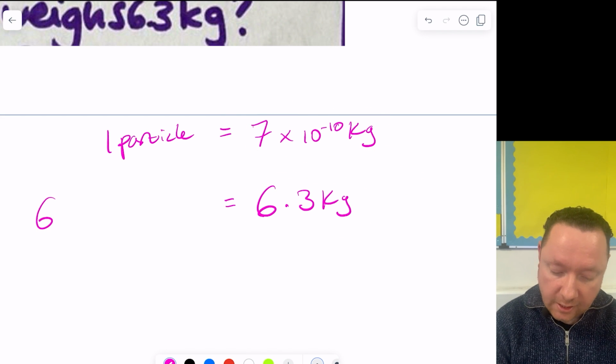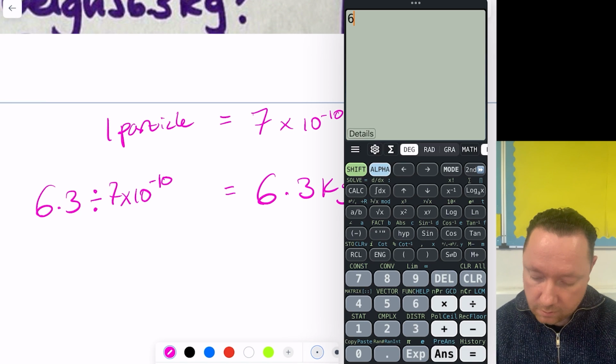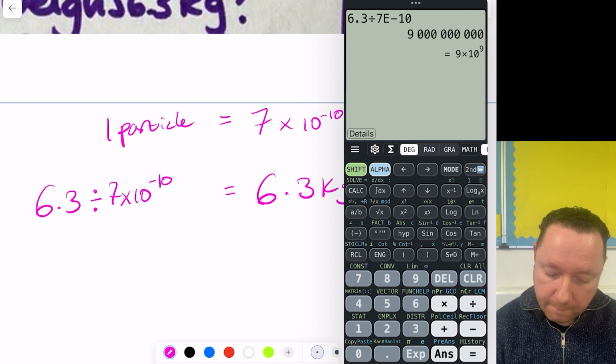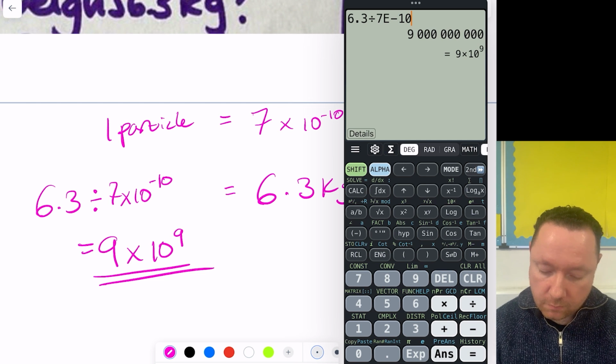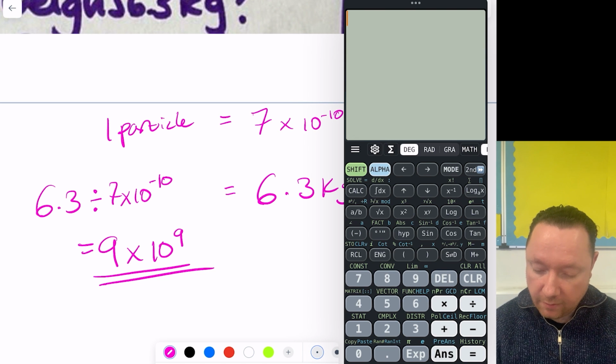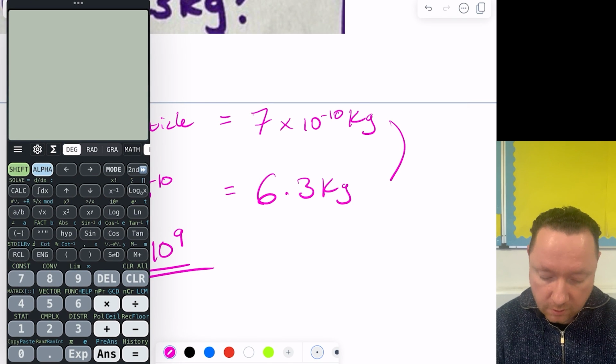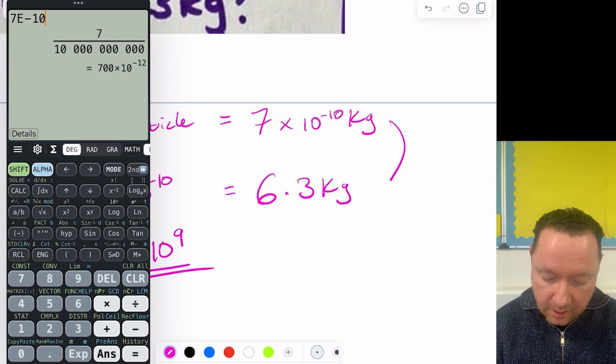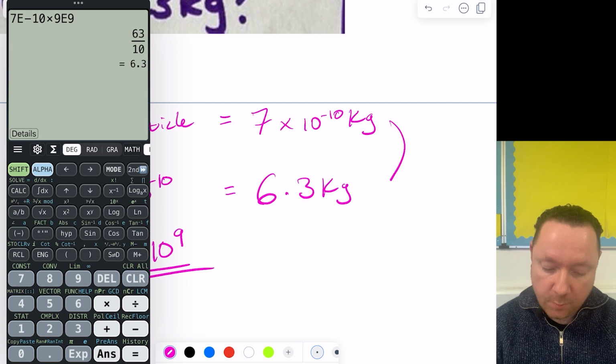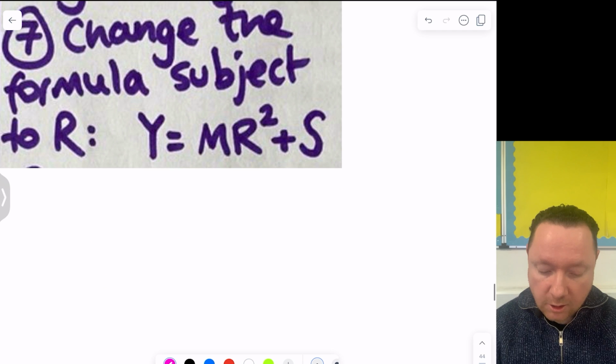So the answer is 6.3 divided by 7 times 10 to the minus 10, and you get 9 times 10 to the 9. And we're done there. Let's just double check that. That means that to go from here to here, I do 7 times 10 to the minus 10, and I times by 9 times 10 to the 9, and you get 6.3, so it is correct. So we're done there.